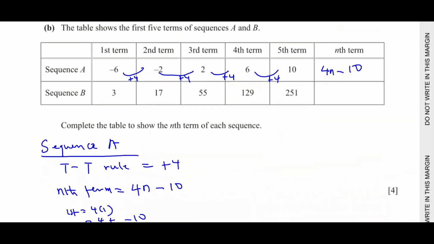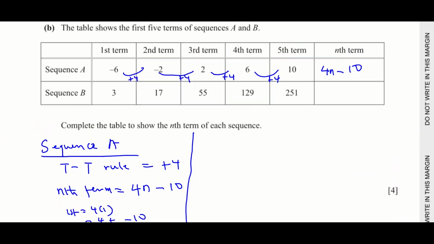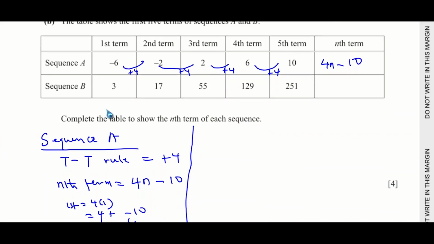For sequence B, we have to determine the type of sequence. Is it linear, is it exponential, or is it quadratic or cubic? Let's start by testing for a linear sequence. So here, I can write out 3, 17, 55, 129, and 251.